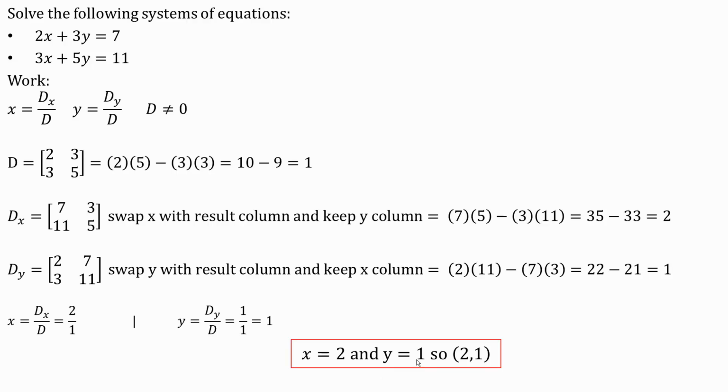And we can always check. So 2 times 2 is 4. 4 plus 3 times 1 is 3. So 4 plus 3 is 7. Next, 3 times 2 is 6. 6 plus 5 times 1. 5 times 1 is 5. So 6 plus 5 is 11. And so it's a match. And that's pretty much it for this video.